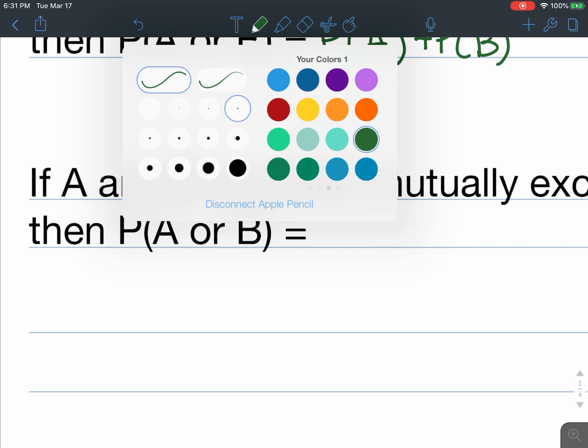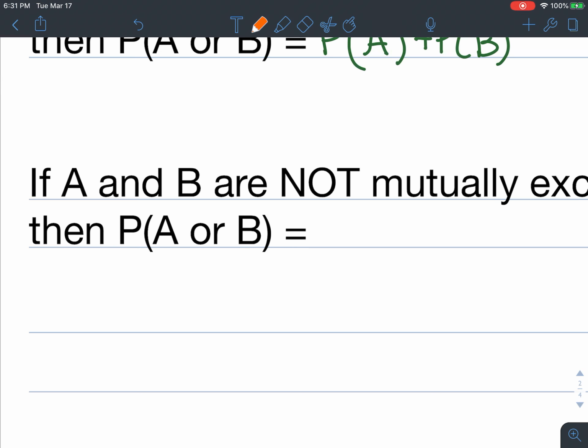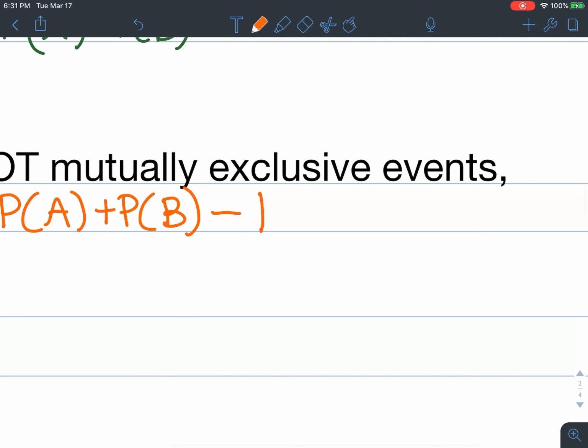So if A and B are not mutually exclusive, then the probability of A or B is P of A plus P of B, but you have to take out the probability of A and B.